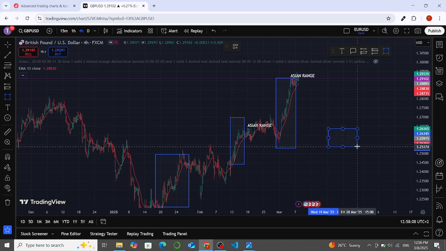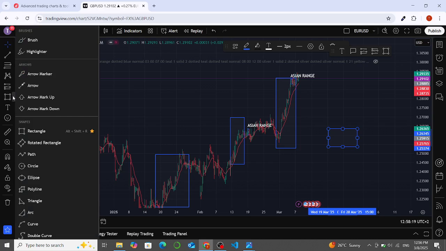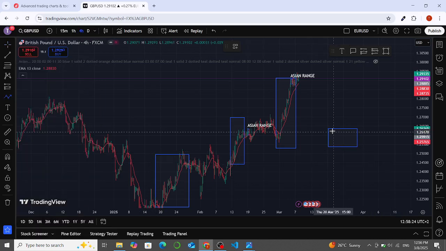Okay, so we need to see something like this. I know you've heard me say it in the previous video, but this is what we need to see. Let me draw it. Here's the path. Okay, there it is. So this is our Asian range. We need to see a consolidation in our Asian range. I know it doesn't work out like this every Asian session, but this is our ideal market structure. This is what we want to see in the market.